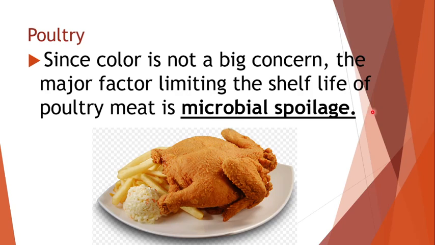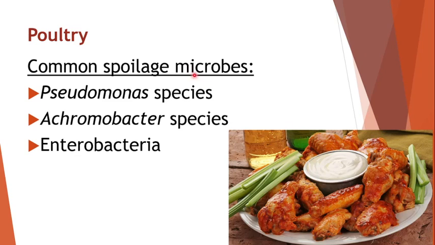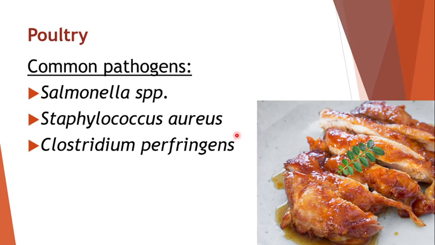We will just be discussing the specific microbes which usually grow in our poultry, but controlling them would be more or less the same as our discussion in red meat: temperature, the gas atmosphere, etc. For poultry, the common spoilage microbes are Pseudomonas species, Achromobacter, and the Enterobacteria. And for pathogens, the spoilage bacteria will be the one to spoil it, and the pathogens, when ingested, will give a sickness. So we have Salmonella, Staphylococcus aureus, and Clostridium perfringens.